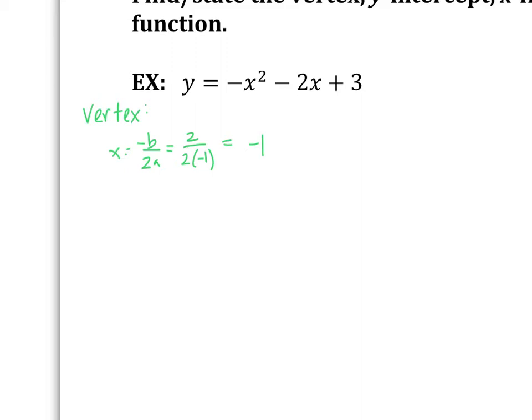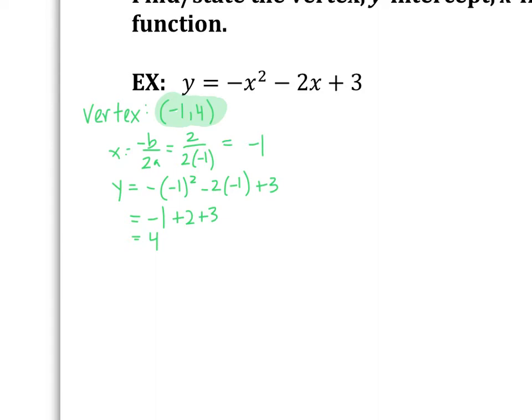When we plug that back in to get our y value, we have the opposite of negative 1 squared minus 2 times negative 1 plus 3. So we get negative 1 squared is positive 1 times negative 1. It stays negative 1 plus 2 plus 3. So I believe we get y to be 4. So the vertex is the point negative 1, 4. So we'll highlight that guy.